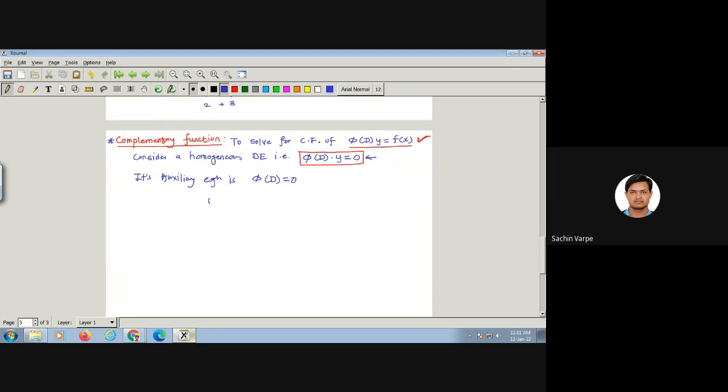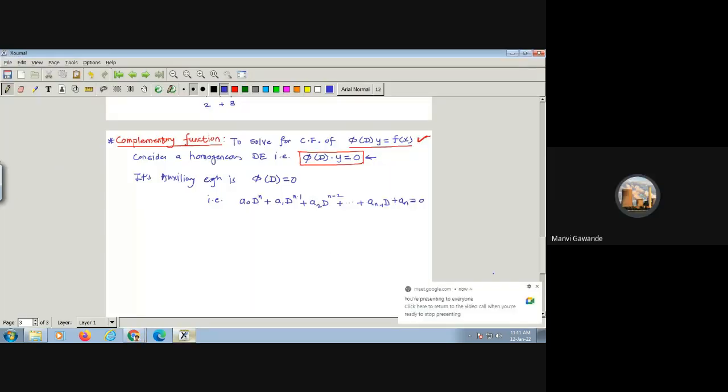What is phi of D? Phi of D is a0 D raised to n plus a1 D raised to n minus 1 plus a2 D raised to n minus 2 plus and so on, a(n minus 1) D plus a n is equal to 0. Yes or no? Is it clear? Yes, sir. So if you look, this is an equation in variable D. And what is the degree of this equation?